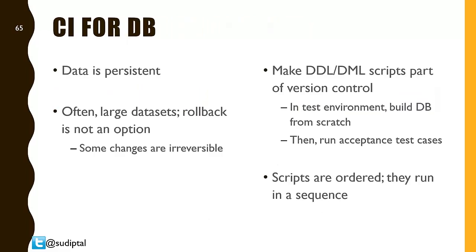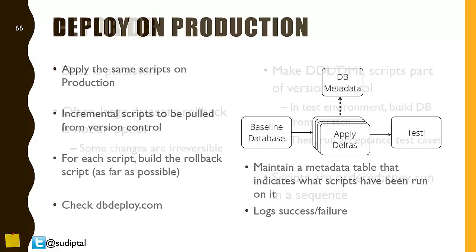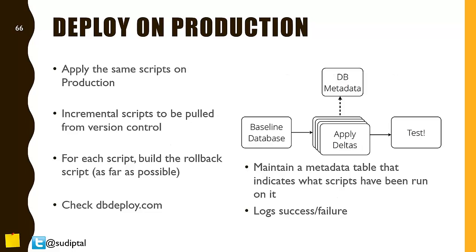So there are a fair number of methods and practices you can put around the DB itself. Make sure that all your DDL and DML scripts are part of version control and they run in a sequence. The important thing is to always build the DB from scratch using these scripts. Only then will you have the confidence that your scripts are complete and you have not introduced changes which are not there. There's a nice little open source tool called dbdeploy that keeps track of what scripts have run in which environments, and it gives a complete log of whether something has failed in which environment.